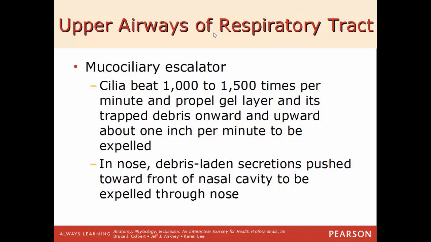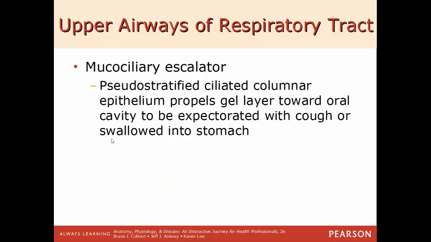Now, in the nose, the debris-laden secretions push toward the nasal cavity to be expelled through the nose. So basically, when you blow your nose, this is what is being expelled out, the stuff that's been propelled forward to your nose. So the cilia that are found on these pseudostratified columnar cells will propel this gel layer toward the oral cavity to be expectorated with a cough or swallowed into the stomach. So either way is to get rid of the debris it has trapped. You can cough it out, spit it out, or if you swallow it, it'll go down to the stomach to be destroyed. Okay?